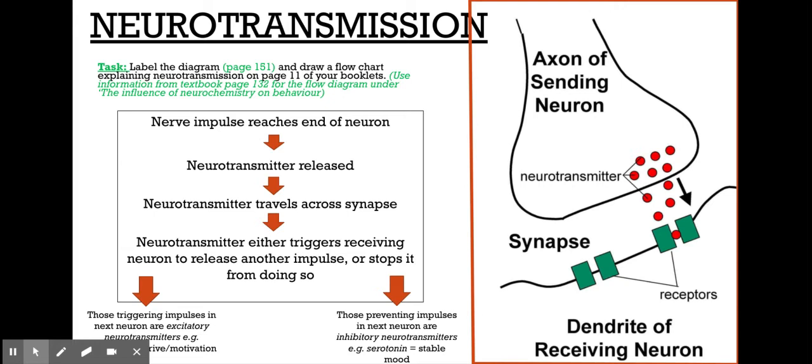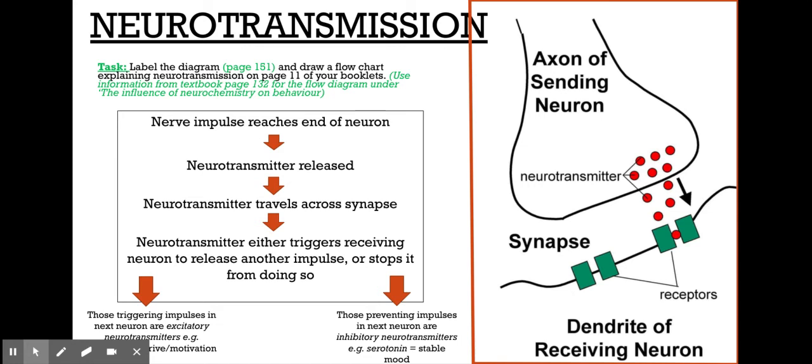You've got those little red dots there. The neurotransmitter, an example of a neurotransmitter would be something like serotonin, dopamine, or adrenaline, would be released into the synapse, which is that gap between the one neuron and the other neuron. And we call that the synaptic gap. So the neurotransmitter travels across the synapse, and then the neurotransmitter, the chemical, whichever one is transmitted, will trigger the receiving neuron to release another electrical impulse, or it might stop it from doing so.